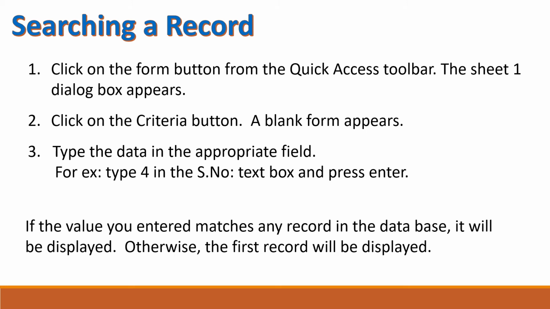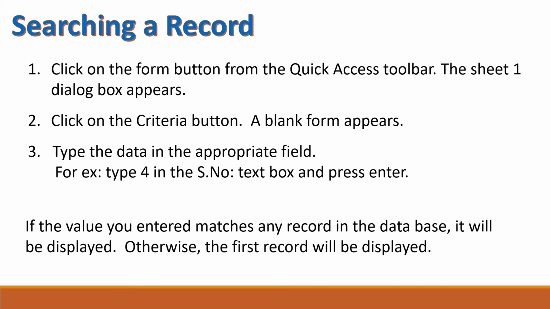In our present database we have the field names like serial number, name of the student, class, section, father name, mother name. So the same field names will appear. So based on what type of data you want to search the record, you have to enter the value there in that particular data type. So presently I have taken the example as serial number. So based on the serial number I want to search the record.